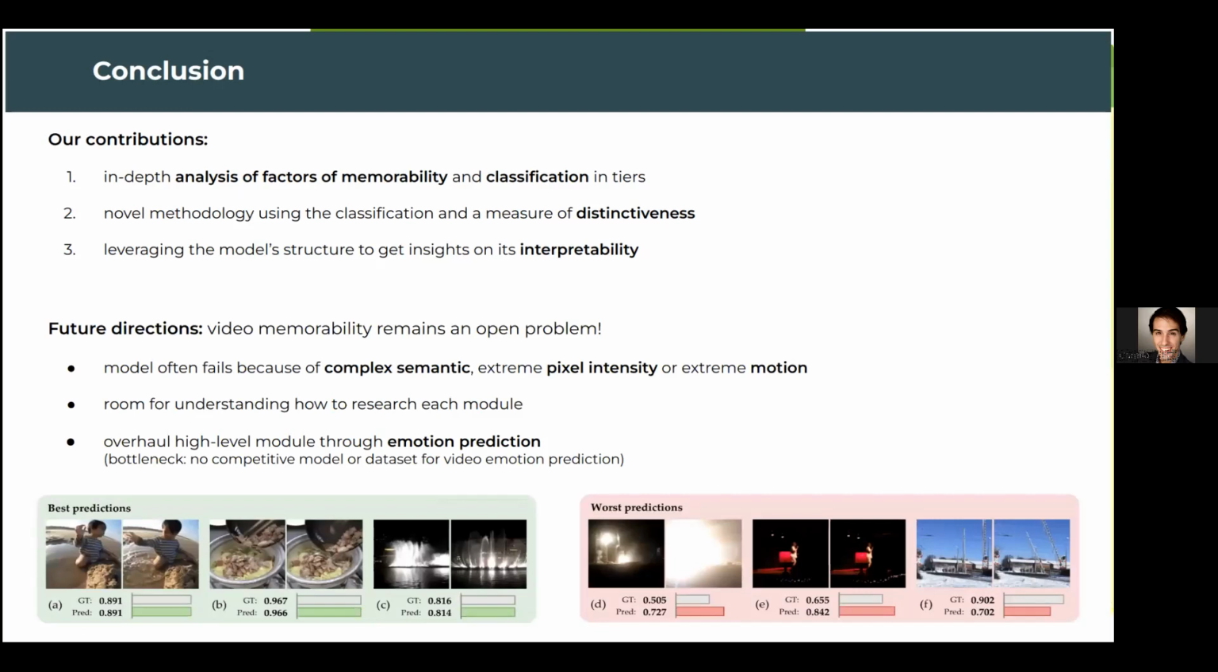Our future directions are essentially understanding certain different parts of why the model fails. Specifically, in the case of complex semantics, our model tends to perform worse. If there are large variations in pixel intensity or lots of motion, it's hard for the model to make an accurate assessment. There's room for understanding how to research each module and make it better and improve its specific role. And there's space for overhauling the high-level module with the addition of emotion prediction, which wasn't done in this work.